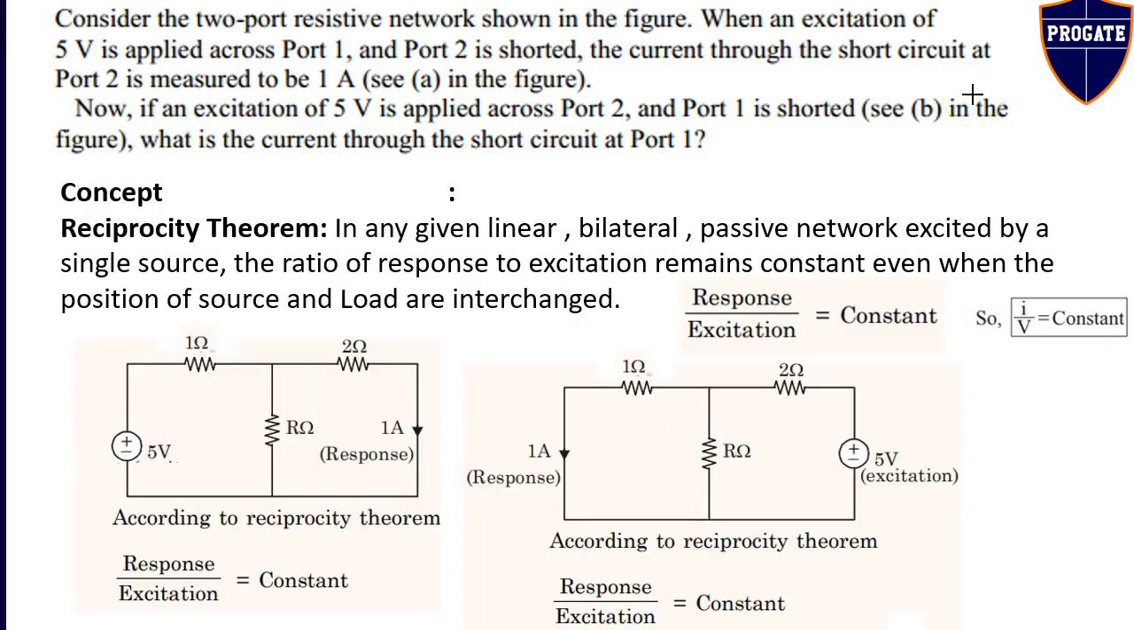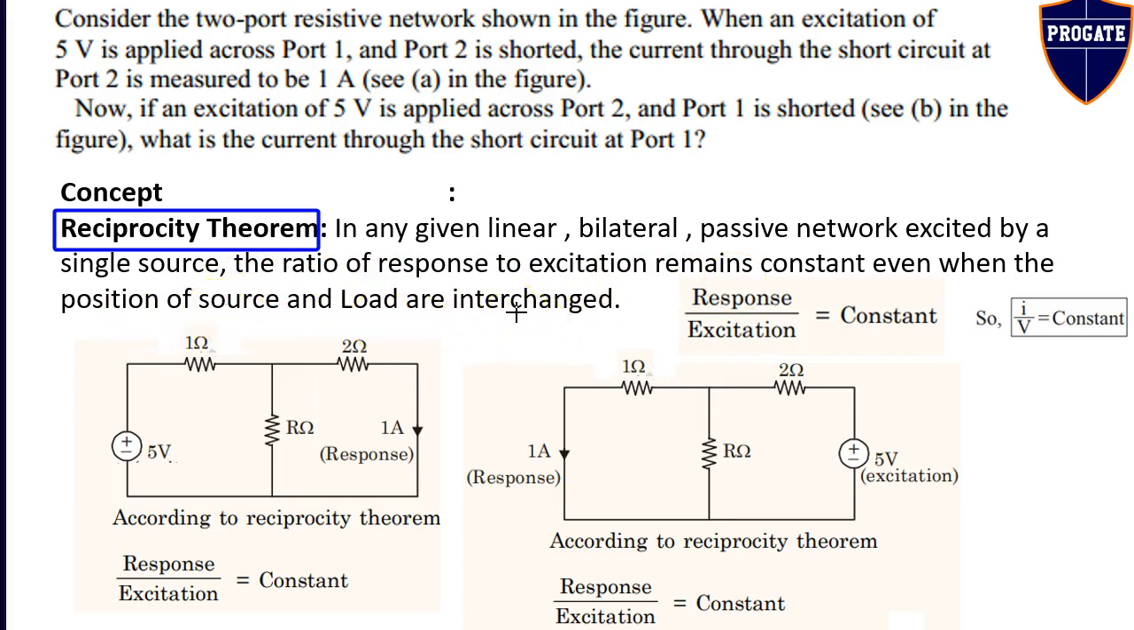The concept the student should know in order to solve this problem is the reciprocity theorem. The reciprocity theorem states that in any given linear bilateral passive network excited by a single source, the ratio of response to excitation remains constant even when the positions of source and load are interchanged.